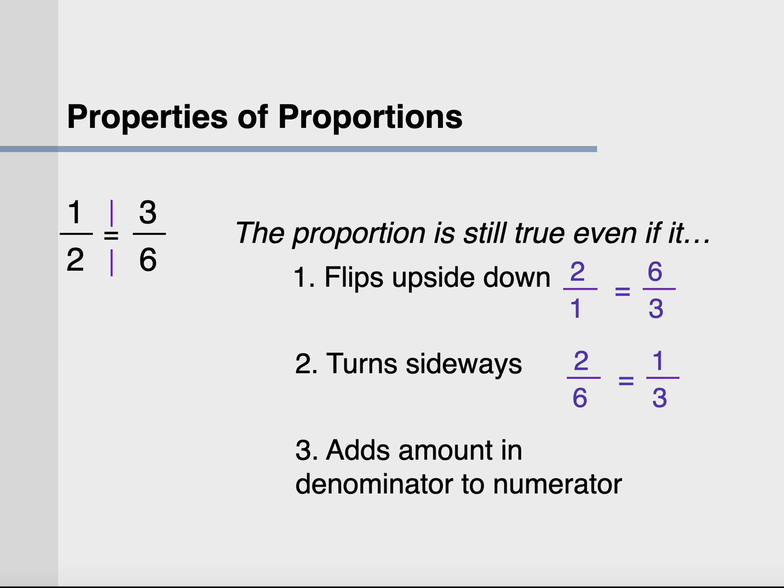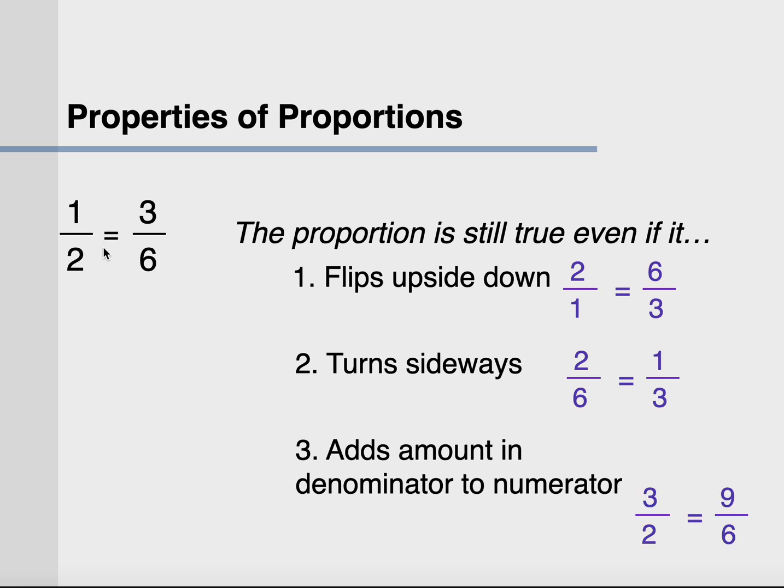And the last rule is the most interesting. Your proportion, your equation is still true. It's still the same number in the end on both sides. If you take the denominator below the fraction bar and you add it to the numerator above for both ratios.